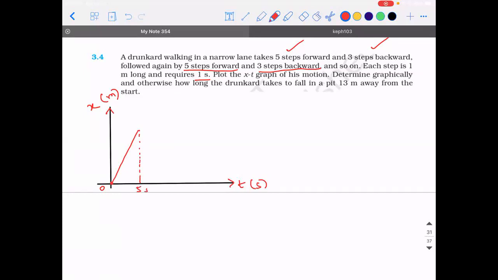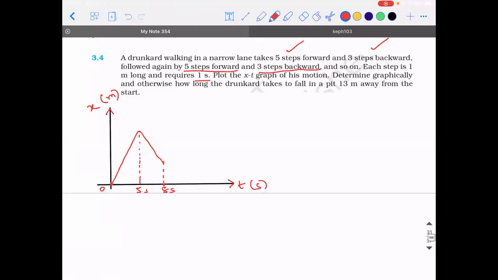He would have consumed 5 seconds. After this 5 seconds, for the next 3 seconds, he is coming back by 3 steps. So how much is the time he has consumed from the origin? 8 seconds. So what is this point? This point will be (5, 5). Now, what will be the coordinates of this point? It will be (8, 2). Why did I write 2? Because 5 forward and 3 backward, so the total displacement he has covered is only 2 meters.